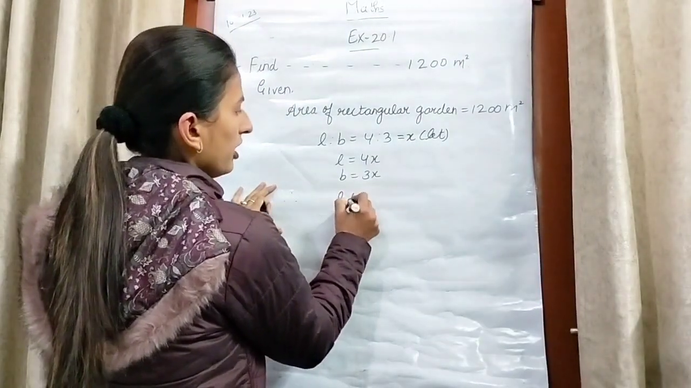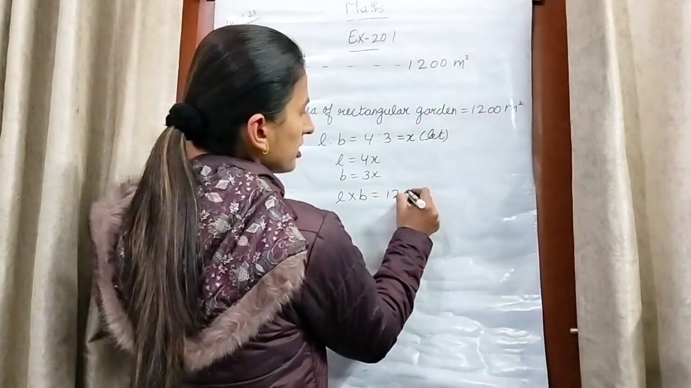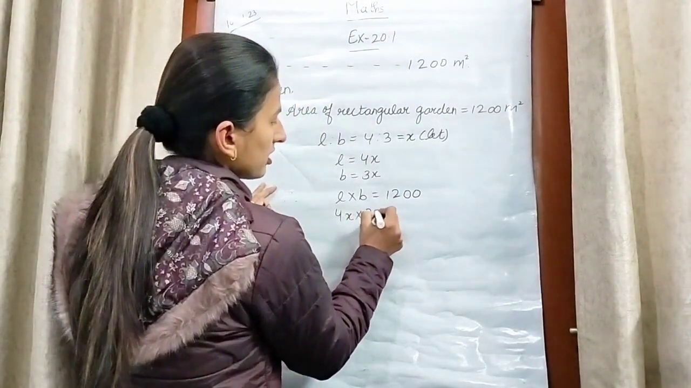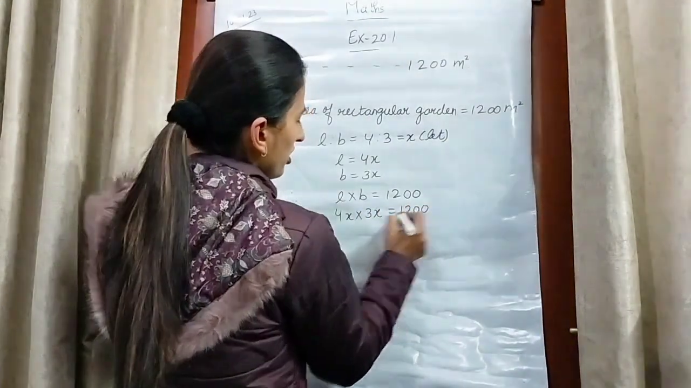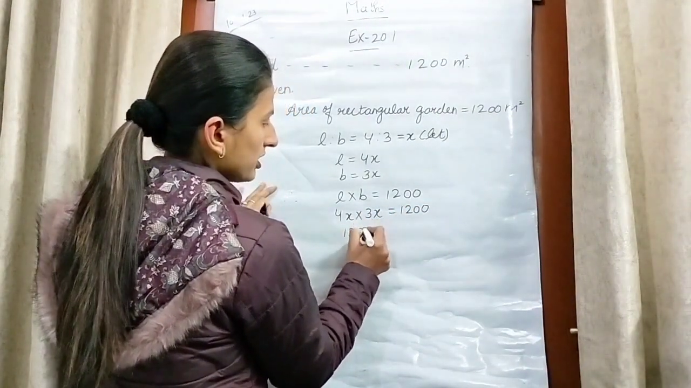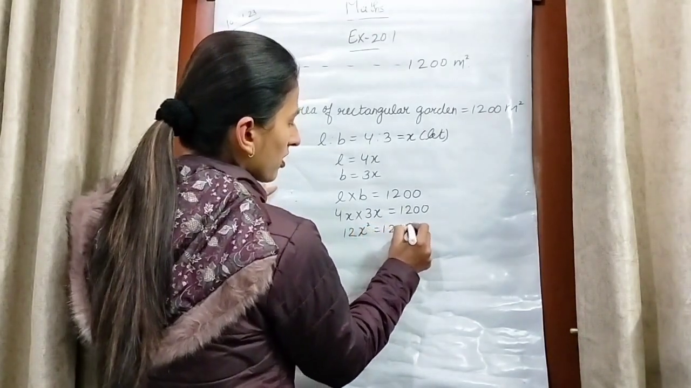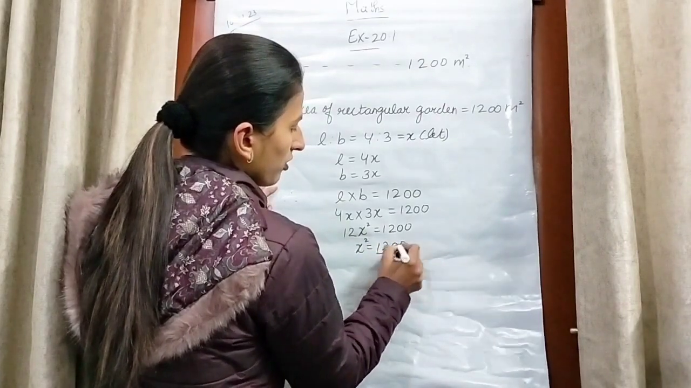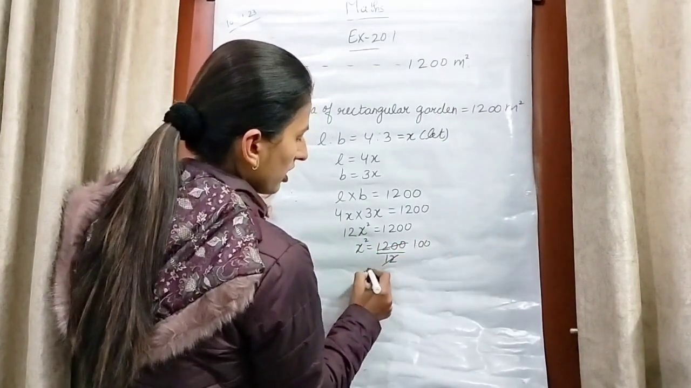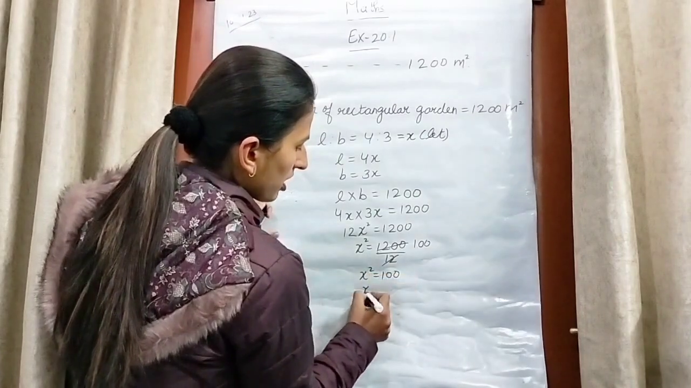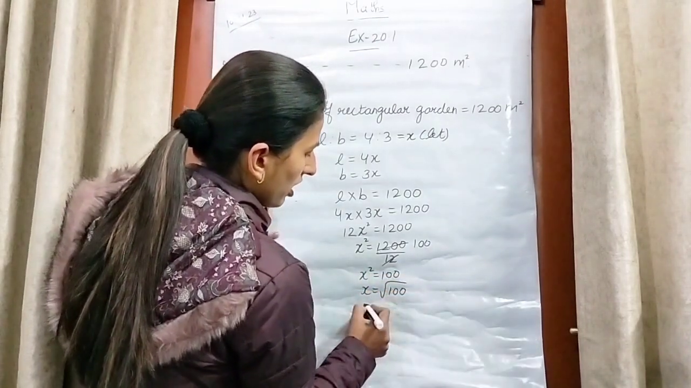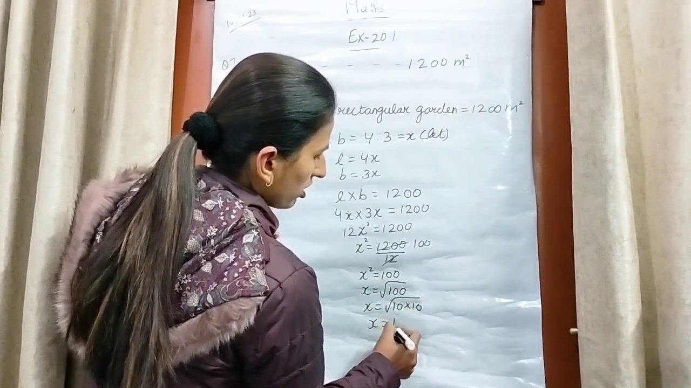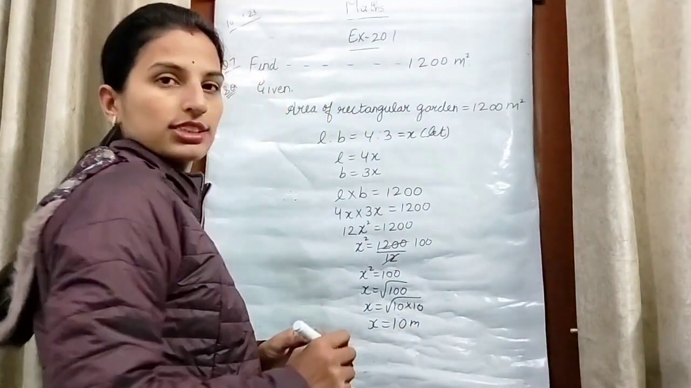Therefore, what? L into B equal to 1200. This is area, na? That's why. So this is 4x and it is 3x. So it is 4 into 3 is 12. X into x is x square. So x square equals to 1200 upon 12, and when you simplify it, you will get x square equals to 100, means x equals to under root 100, and you know 100 means pairing of 10, so 10 will come out, so it will be 10 meter. Value of x is 10 meter.